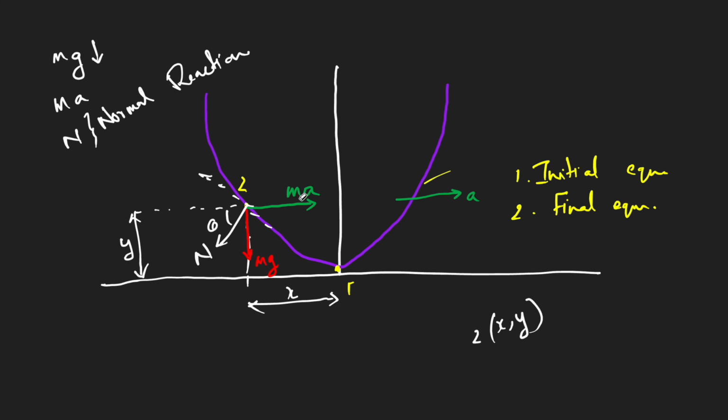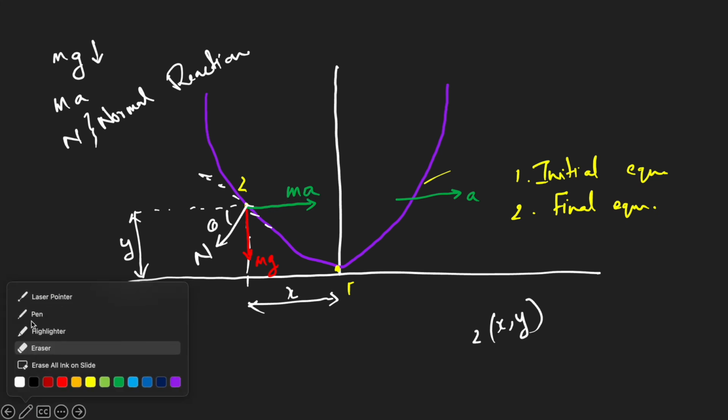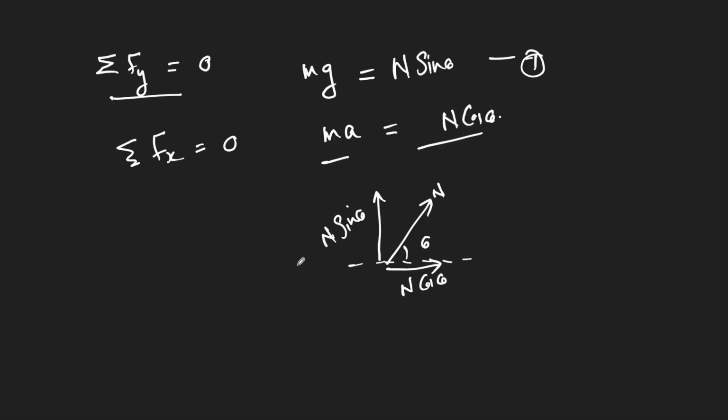Why? Because I know the ma must be cancelled out, so n has to be in this direction. Okay, so again, let's come back to the force: ma equal to n cos theta. So this is equation number 2, right? So we have mg equal to n sin theta, ma equal to n cos theta. Let me divide equation 1 by equation 2.